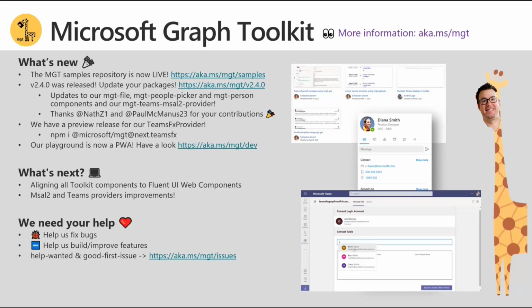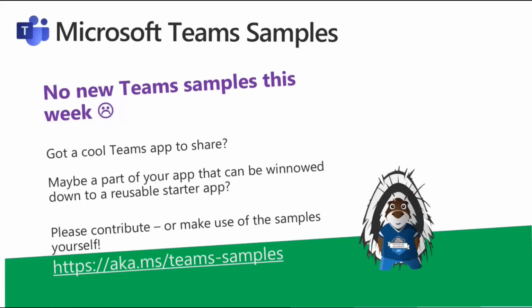Let's move over to Microsoft Graph Toolkit. The MGT samples repository is now live at aka.ms/MGT/samples. You can check out all of the MGT samples that are available, similar to the other PnP sample repositories. Version 2.4.0 was released, so you can update your packages. And there's always work on aligning all toolkit components to Fluent UI web components. Help is always accepted, so you can help build and improve features, with good first issue opportunities at aka.ms/MGT/issues.